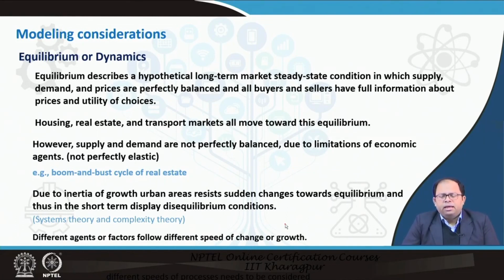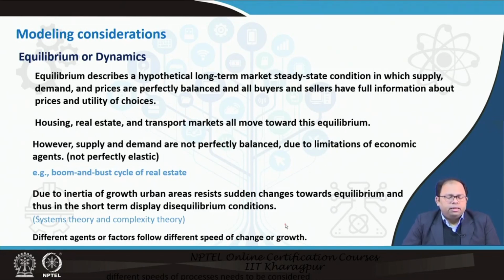And because of the condition of that particular development, he has no option but to do the full development together. So, this could be the reason why there could be cases of supply and lesser supply or oversupply, and that leads to something called the boom and bust cycle in real estate. Even though the housing, real estate and transport markets all move towards equilibrium, supply and demand is not perfectly balanced, because of limitations of the different agents, and because they are not perfectly elastic, there is a time lag for demand to match supply, supply to match demand, and so on.